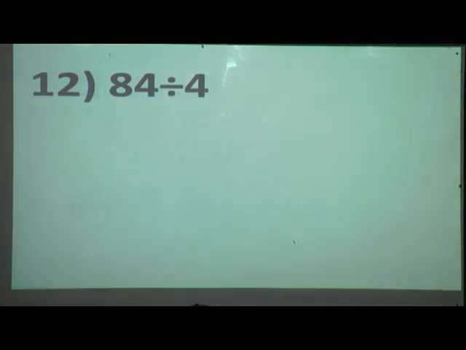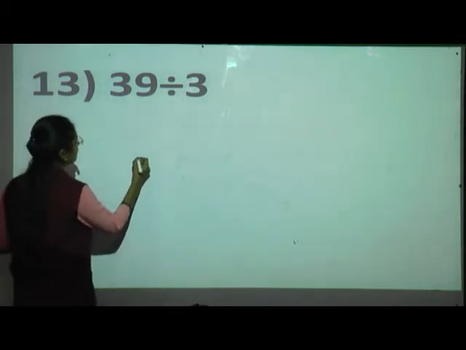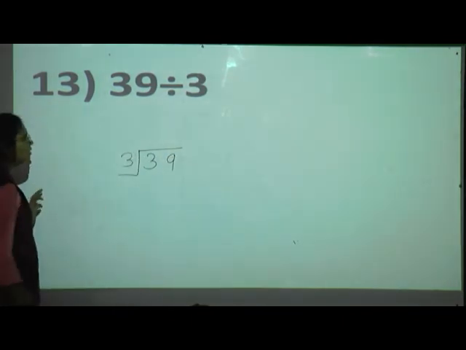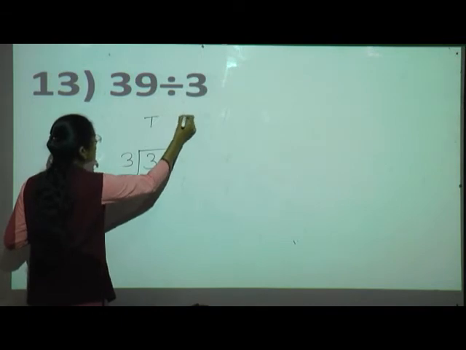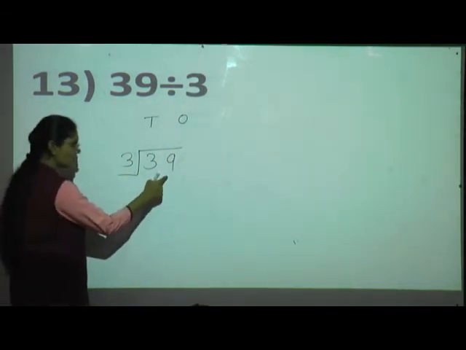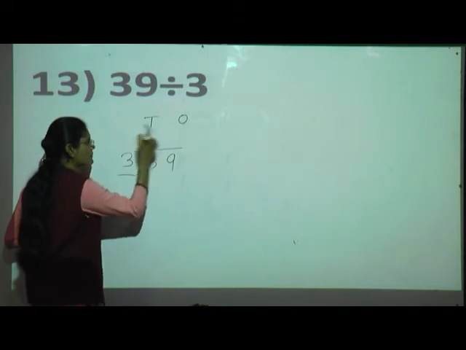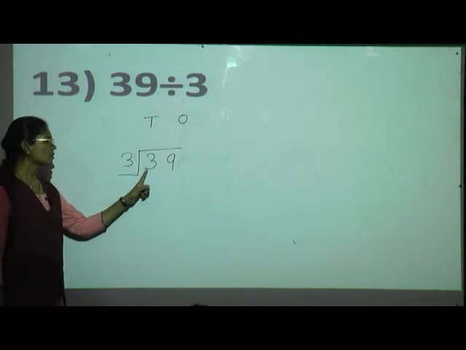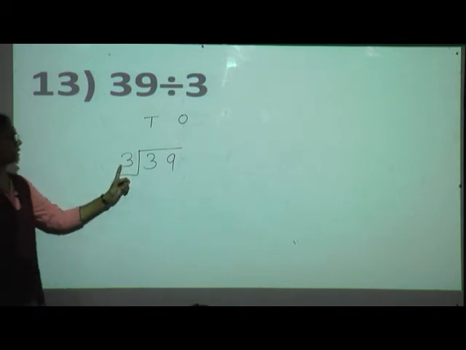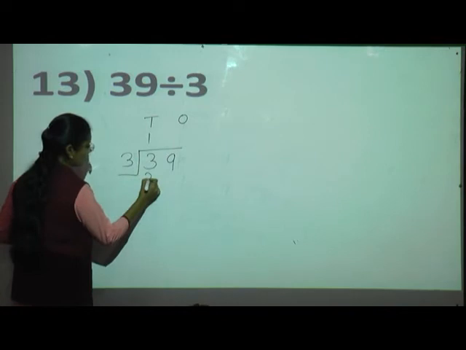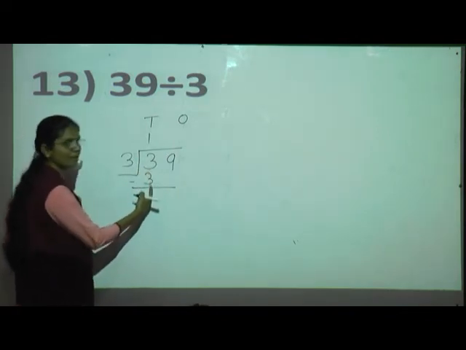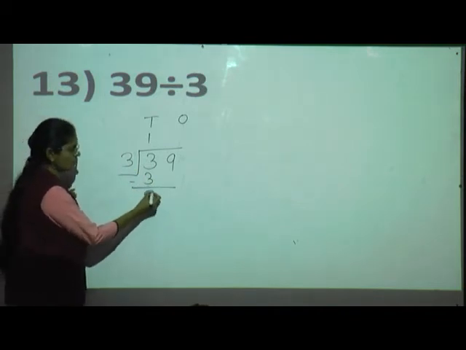Next, 13th number. Read the example. 39 divided by 3. Okay. Write their places. This is tens and this is ones because it is a 2-digit number. Now start from the tens place. Here 3 is there. So 3 divided by 3. 3 ones are 3. So below 3 we will write 3. Then we have to do the subtraction, that is 3 minus 3, 0. Okay.